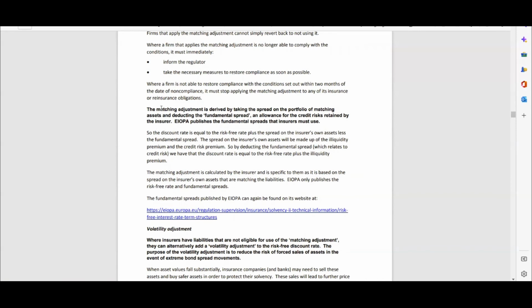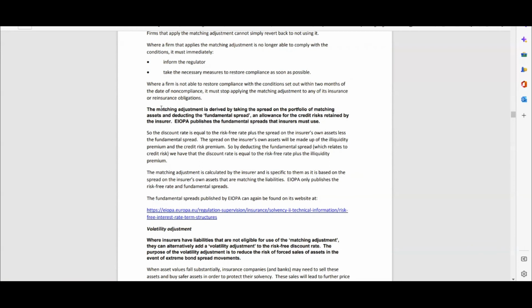What that would mean is that your discount rate can be increased. Discount rate increasing means your liability will be decreasing, because the discount rate, as I mentioned before, is in the denominator. So your denominator increases, your liability decreases. So the matching adjustment can be applied. Then there is something called volatility adjustment, which can be applied by an insurance company. Matching adjustment is only applicable for annuity business.